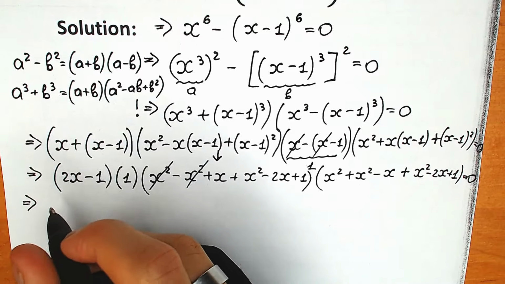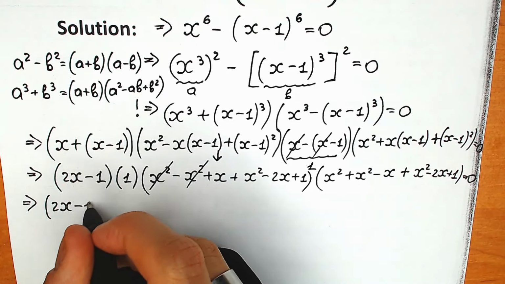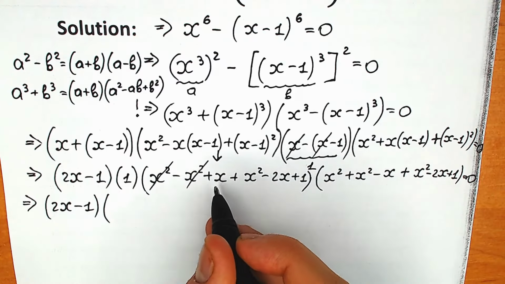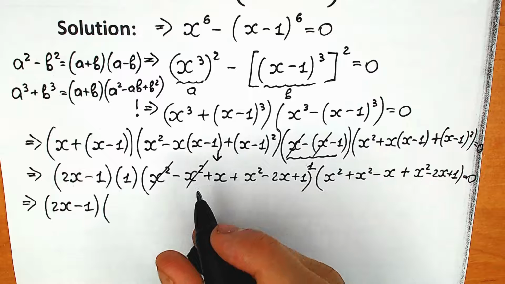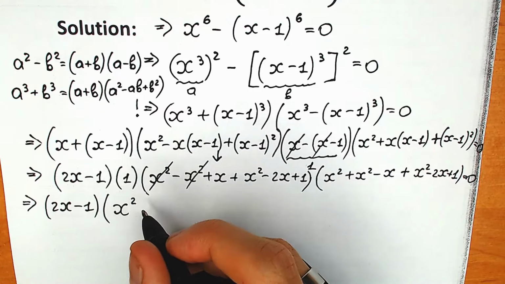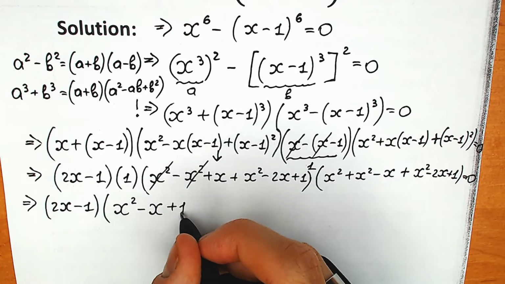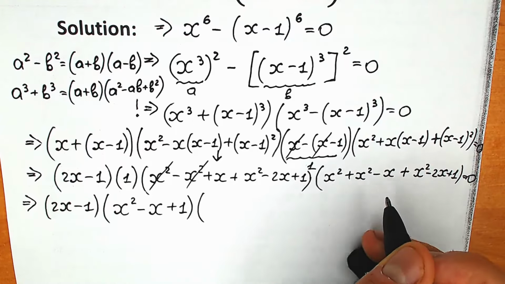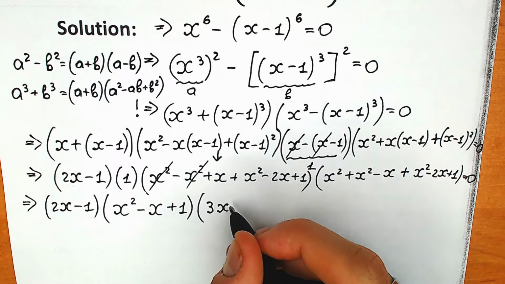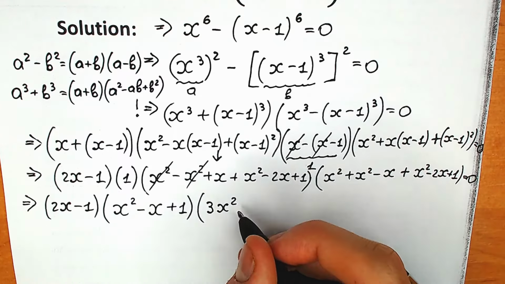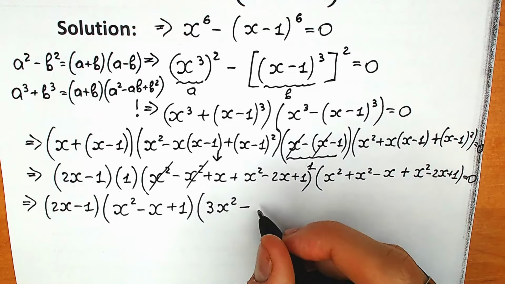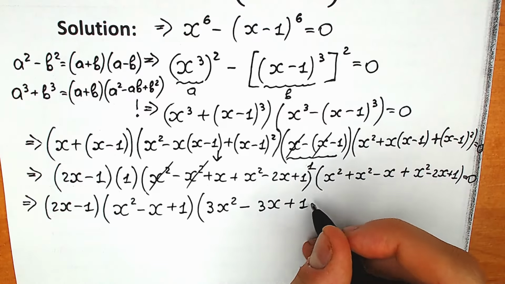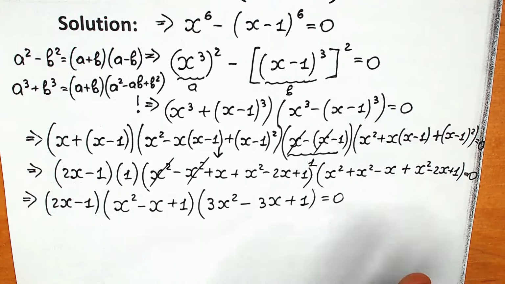So right now let's try to group everything we need. First of all, we have 2x minus 1. Second parenthesis, what can we get from here? We have x squared minus 2x plus x, we have minus x, so x squared minus x plus 1. And the third parenthesis, we have x squared plus x squared plus x squared, we have 3x squared, minus 3x right here, so we have minus 2x minus x, minus 3x, and plus 1 from here, plus 1 is equal to 0. Really great. So right now we need to solve it.